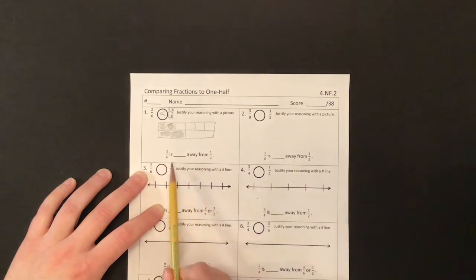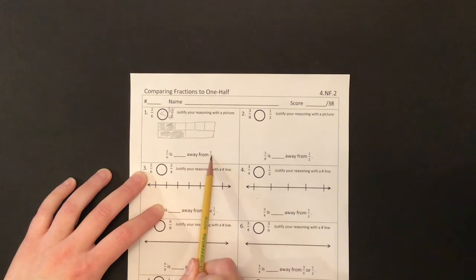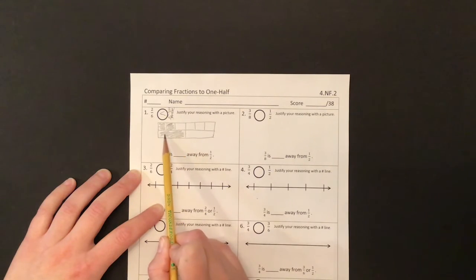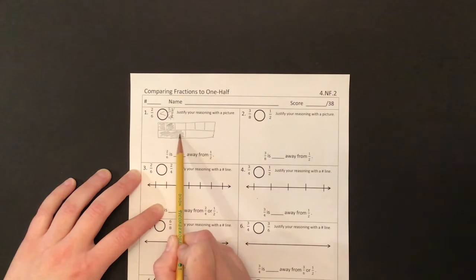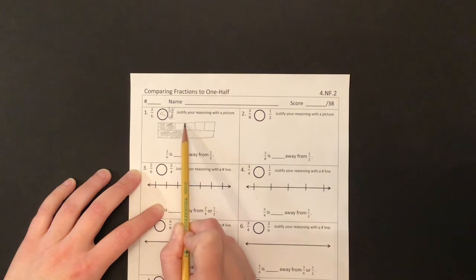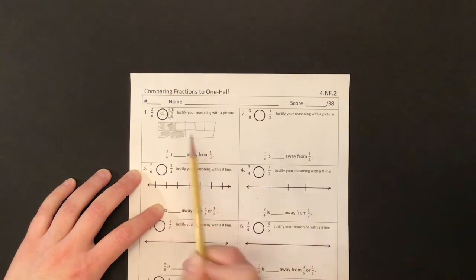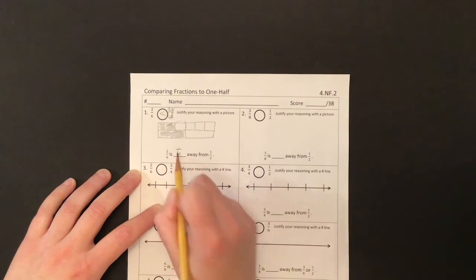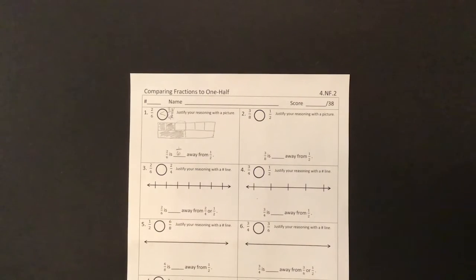And then there's a question here. It says 2/6 is blank away from 1/2. This really comes down to that we know 1/2 is equal to 3/6. So as you can see, it's just one piece away of becoming 3/6 or 1/2. So I can just put 1/6. Go ahead and pause the video while you do number 2, and then I'll talk about number 3.